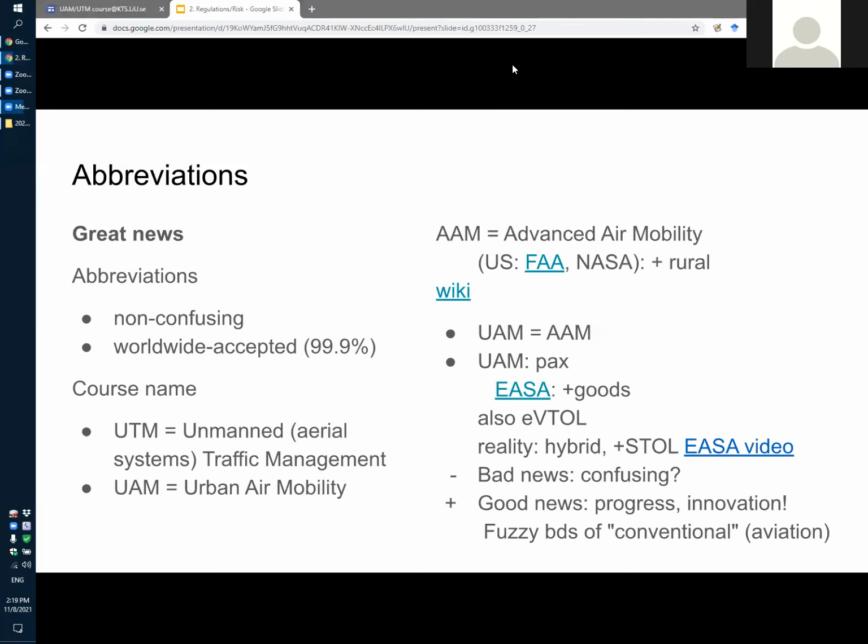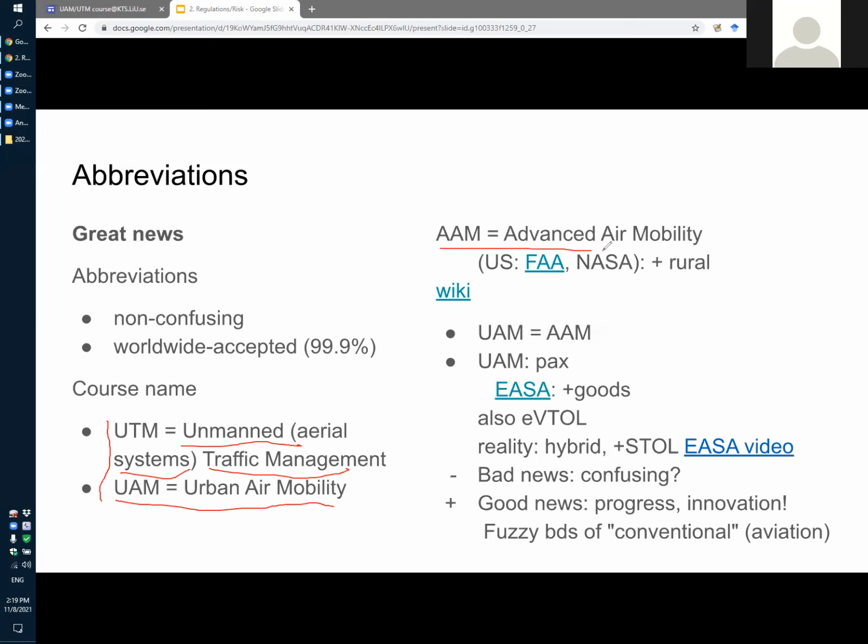So in particular, the two most important ones: the UTM, which is unmanned traffic management. Well, it's unmanned aerial systems traffic management, and in more detail, we'll look into that. But anyway, that's about management of traffic. And UAM is urban air mobility, nothing else. So the expansion of the abbreviation is fixed.